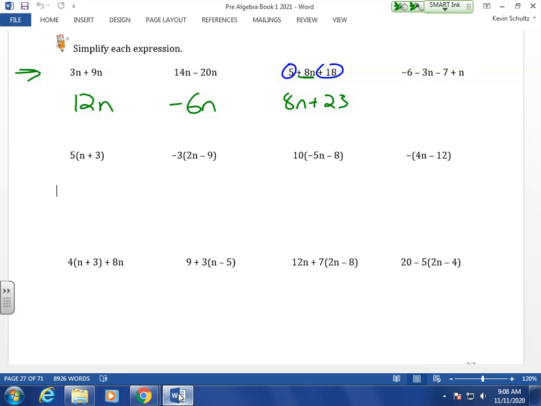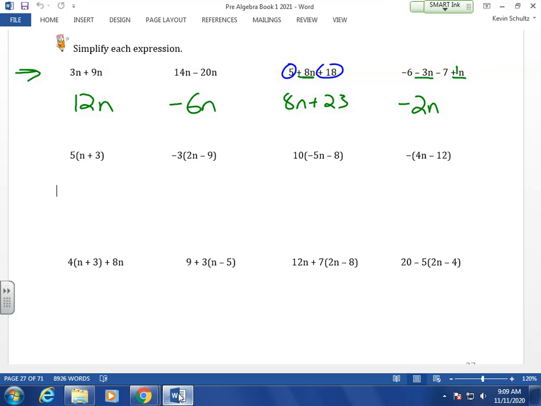Negative 6 minus 3n minus 7 plus n. Let's start by identifying the like terms here. What are the terms that we can combine? Good. Negative, I'm glad you said that. Negative 3n, that sign belongs to it, and n, right? What's the coefficient to that variable n, even though it's not written, Aiden? 1. It's a 1. So negative 3 plus 1, right? We're starting with negative 3 n's. We're adding 1. That gives us negative 2 n's, okay?